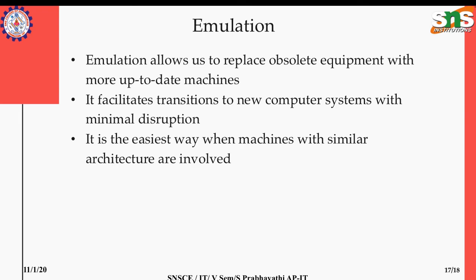So when we want to copy an instruction set from one computer to another computer, it is quite easy. That is what emulation says. Emulation means the transition to a new computer system with minimal disruption is possible, because it is possible in microprogrammed control unit design. And if the emulation happens between machines which have a similar instruction set architecture, then the emulation is of course quite easier.